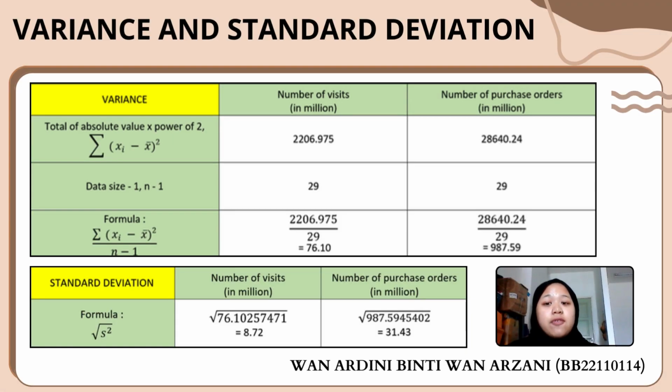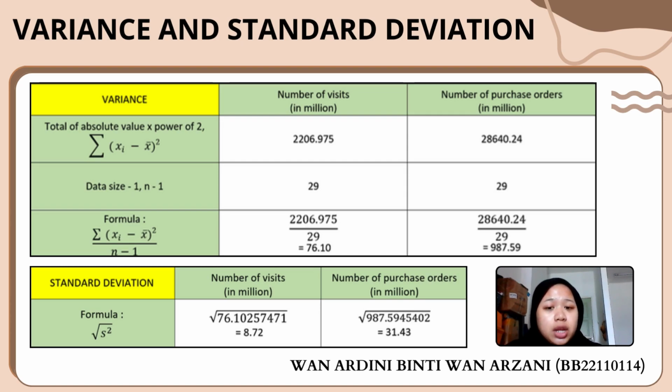The next one is variance and standard deviation. To get the variance, you have to find the sum of each data point minus the mean, squared. When you get the answer, you divide it by the data size minus 1. Applying the values, the number of visits is 76.10 million, and the number of purchase orders is 987.59 million.